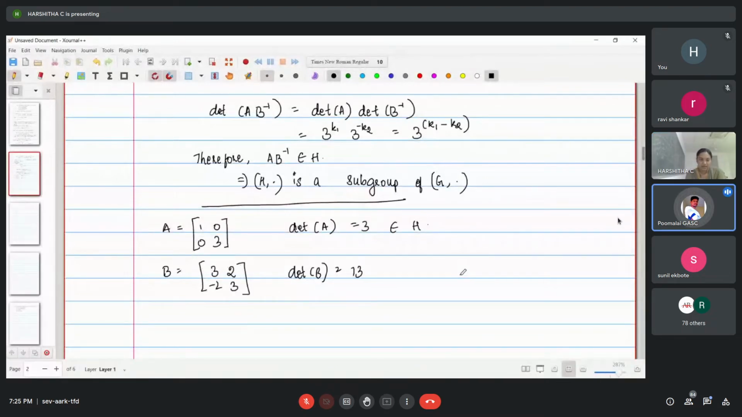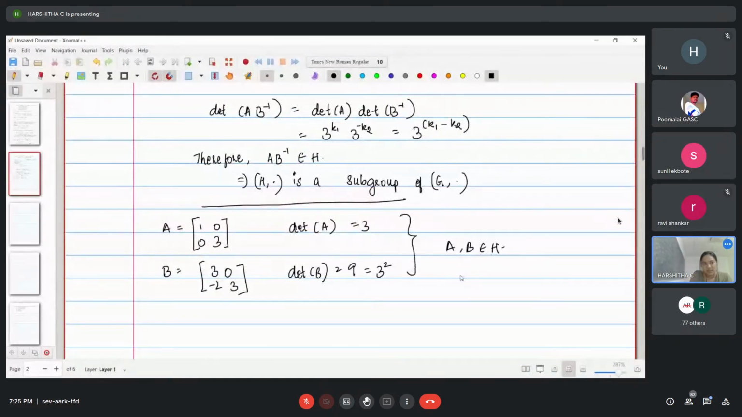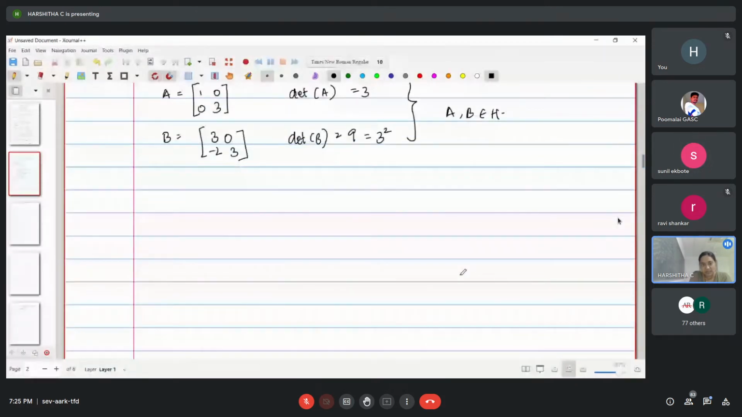3, 0, minus 2, 3. I want to make this 0. Yeah. So the determinant of B is 9, which is 3 square. So basically, sorry, I shouldn't have written determinant belongs to A. So A and B belong to H. So let's see what is AB.